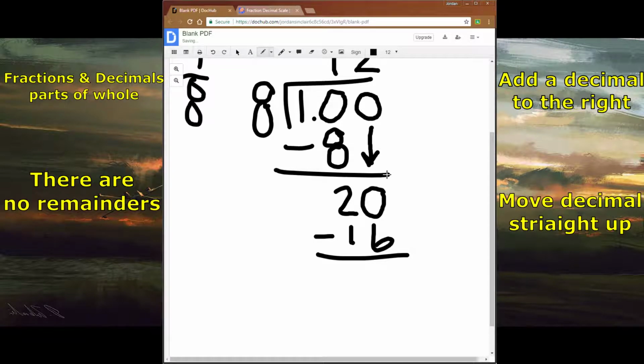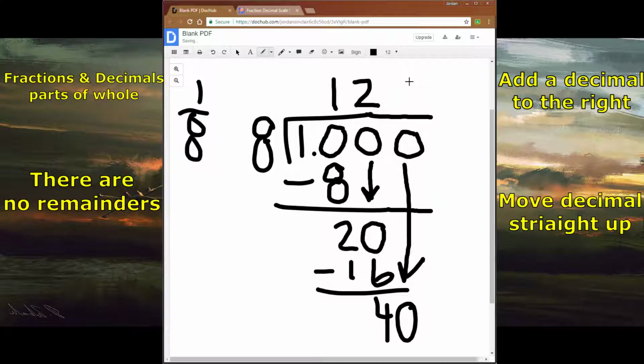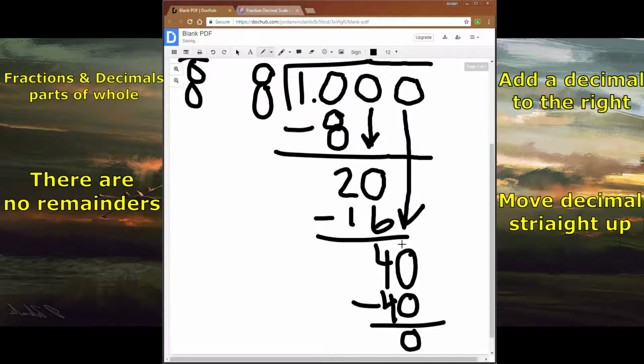We have to extend this. So 20 minus 16 is 4. Okay, we don't have a 0 yet, so we have to keep going. So we have to add another 0 and drop that down way down here. 8 goes into 40 how many times? 5. And now 8 times 5 is 40, which then minuses to equal 0. We're done. We are finally at 0 here.